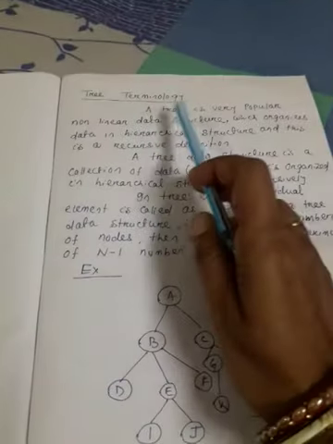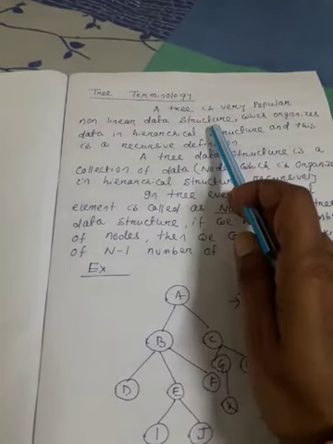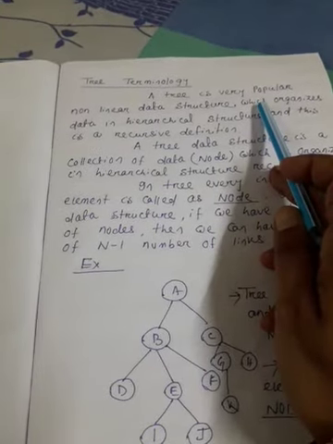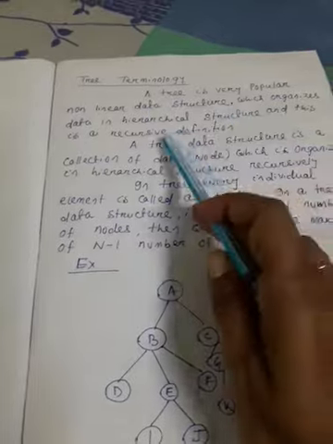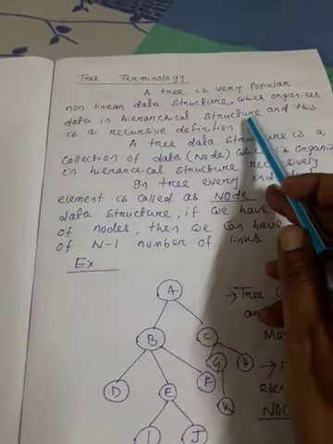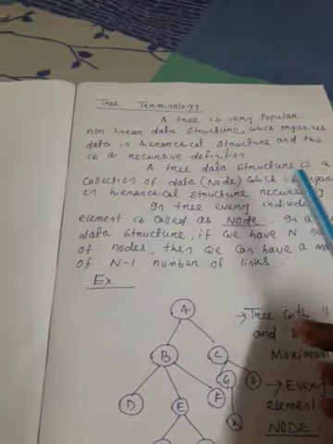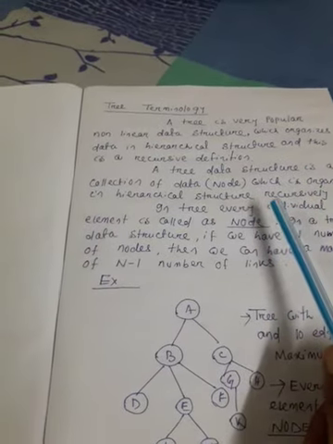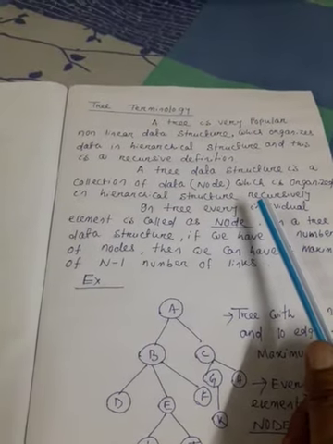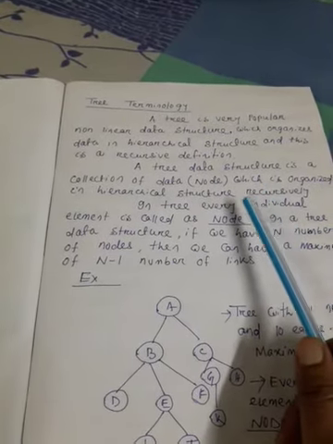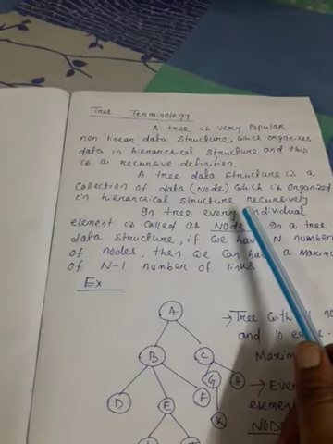A tree is a very popular non-linear data structure which organizes the data in a hierarchical structure, and this is a recursive definition. In a linear data structure, the data are organized in a sequential manner, but in a non-linear data structure, the data are organized in a recursive manner.